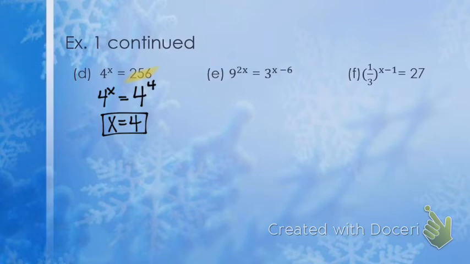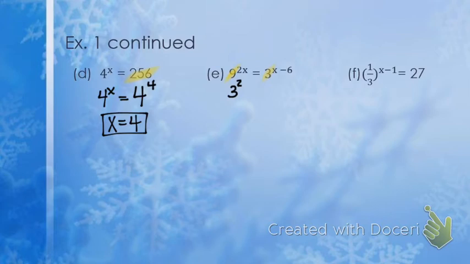I'll take questions in just a minute, but let's keep moving on to E. And tell me, what are the bases in letter E right now? 9 and 3. So again, highlight them or circle them if you don't have a highlighter. Which one is larger? 9 is larger. So we are going to see if we can change 9 to 3, because 3 is our smaller base. Is there a power that we can raise 3 to and get the number 9? 3 to the second.